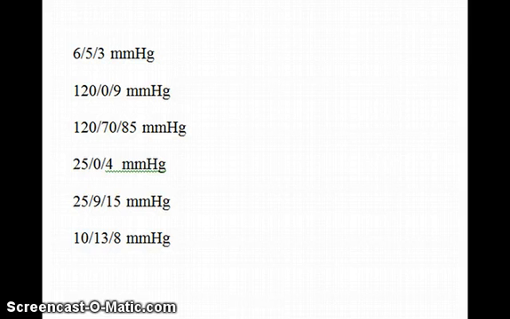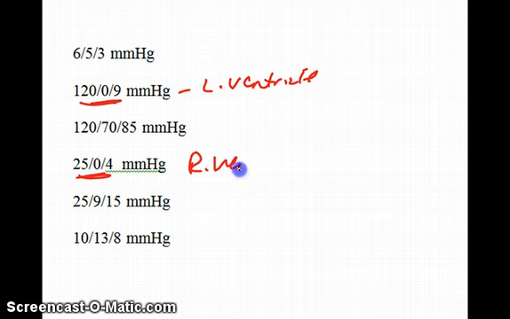So here we have a whole bunch of numbers, and at first it's overwhelming and you can't make heads or tails of them. But if we look at them closely, we can figure this out. First I'm going to go for this one, because 120 systolic and a diastolic of 0, so that's got to be left ventricle. And then same here, just a process of elimination. I'm going to go down these, and that's 25 systolic and 0 diastolic, so that's got to be right ventricle.